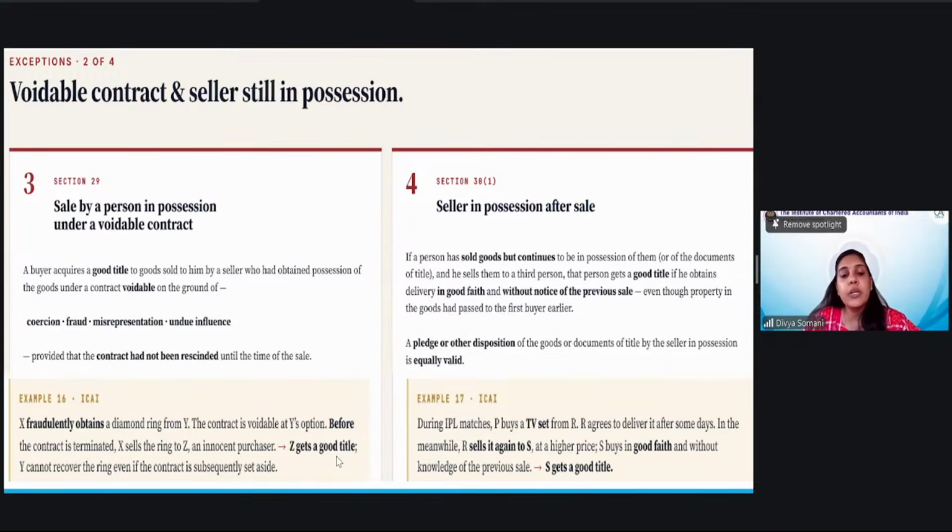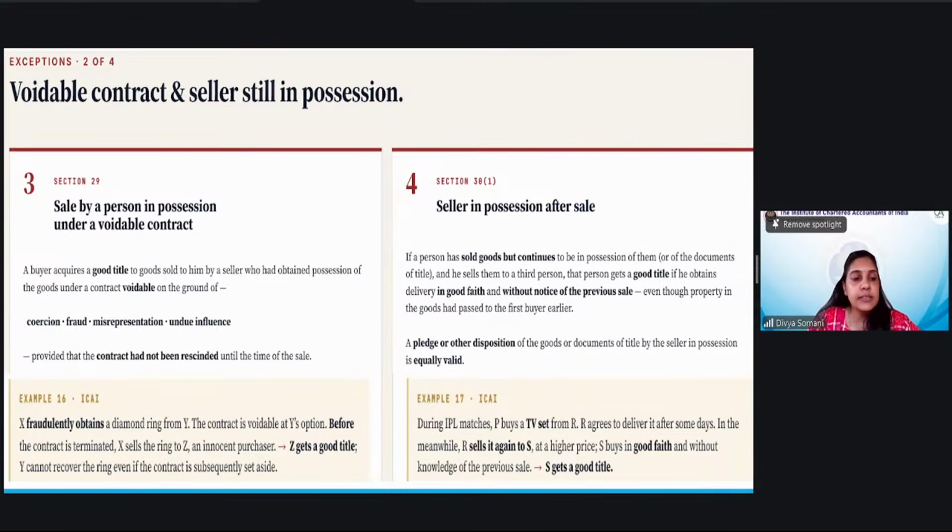Why will Z have a good title? Because he has made the payment. He's unaware of the fact how this ring was obtained. So Z, the new person, will get a good title here, even though X is not the owner of the goods.